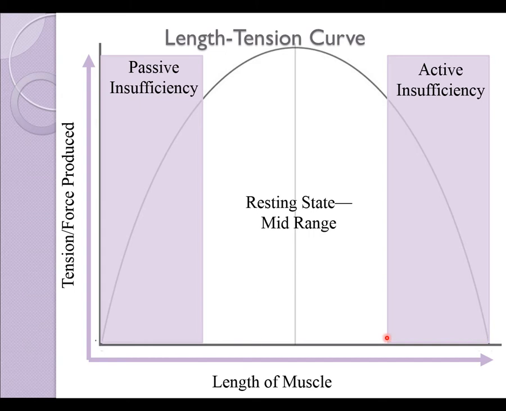The next one we looked at was active insufficiency. In this case, I should have switched those. Sorry, we're going to switch these. Active and passive, those are backwards. So down here, the muscle is all the way lengthened. That would actually be passive insufficiency.